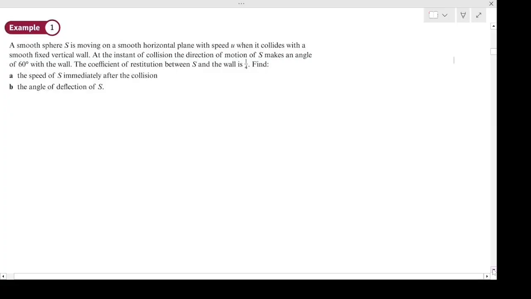It's a lot less structured, but it's going to be the same sort of thing. Here we're told a smooth sphere S is moving on a smooth horizontal plane with speed u when it collides with a smooth fixed vertical wall. At the instant of collision, the direction of motion makes an angle 60 with the wall. Coefficient of restitution is a quarter. And it wants me to find the speed after the collision.